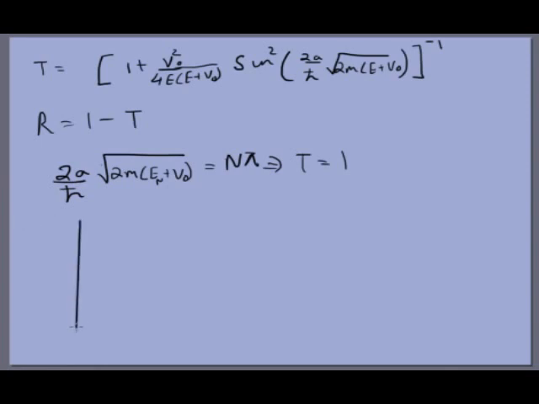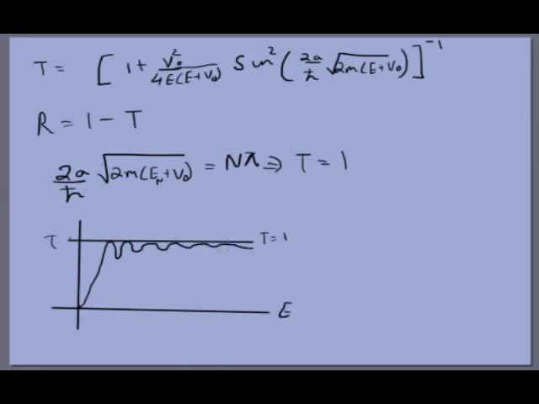And the graph of the transmission coefficient versus energy comes out to be something like this. If this is the line T is equal to 1, then initially when there is no energy, it is 0. And then at some point it becomes 1, then comes down, then becomes 1 again, comes down, 1. And this is the way it goes.